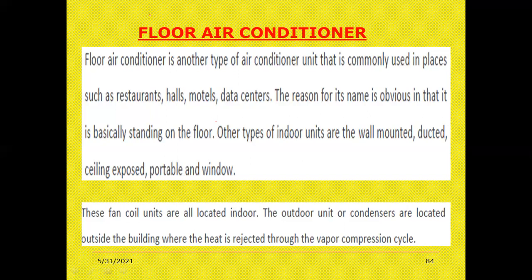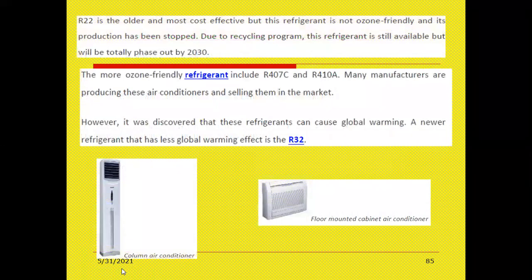The outer unit and condenser are located outside the building where the heat is rejected through the vapor compression cycle. The refrigerant we are using in this type of floor mounted system is R22, which is the oldest type and most cost effective. But this refrigerant is not ozone friendly and its production has been stopped. Why? Because of recycling; there is no recycling for this R22 refrigerant.